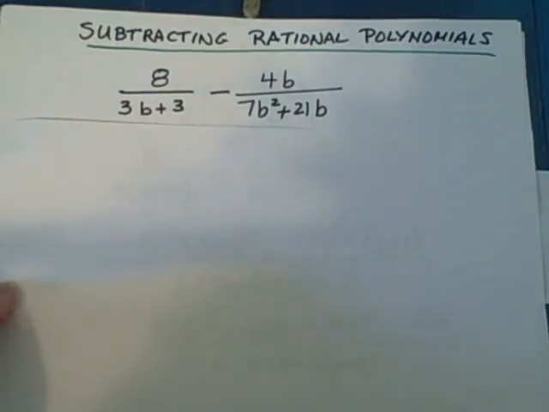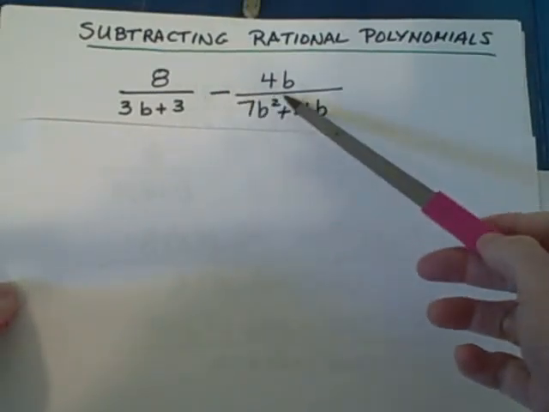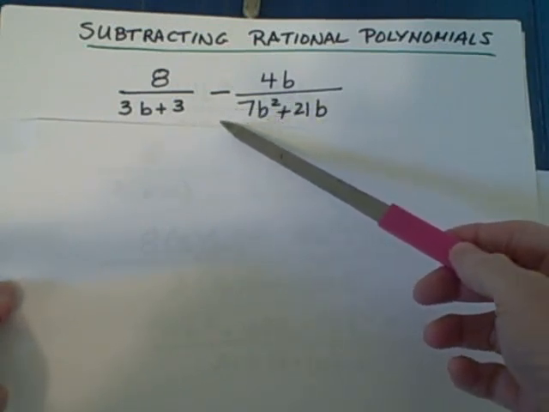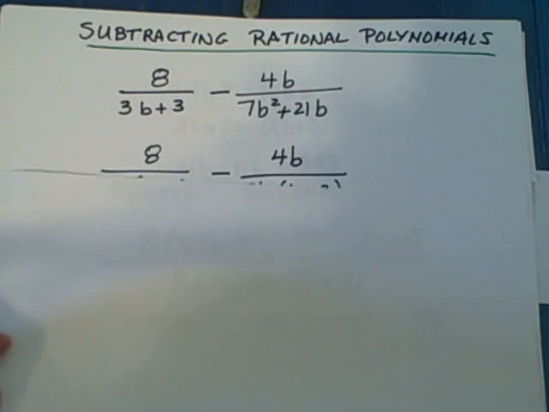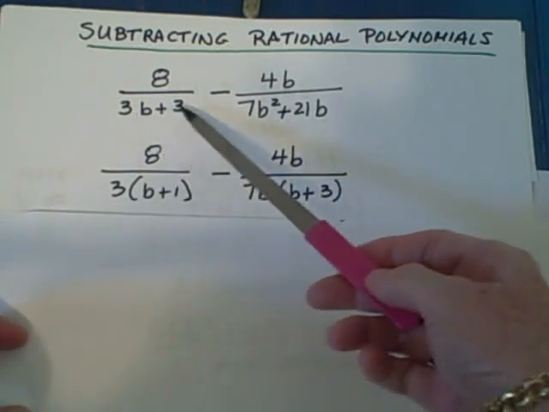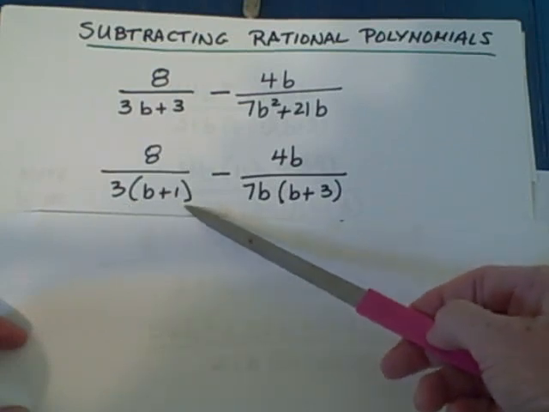Okay, here we go with subtracting. Notice it's basically the same type of problem. We're going to, how many times do I have to say this? Factor out. So we're going to factor out a common term. We take a 3 out of this one. We get 3 times b plus 1.